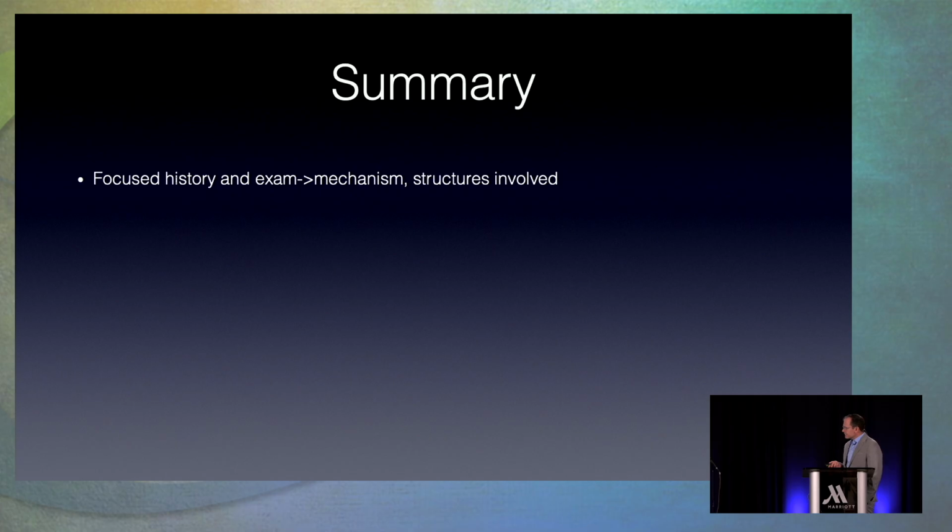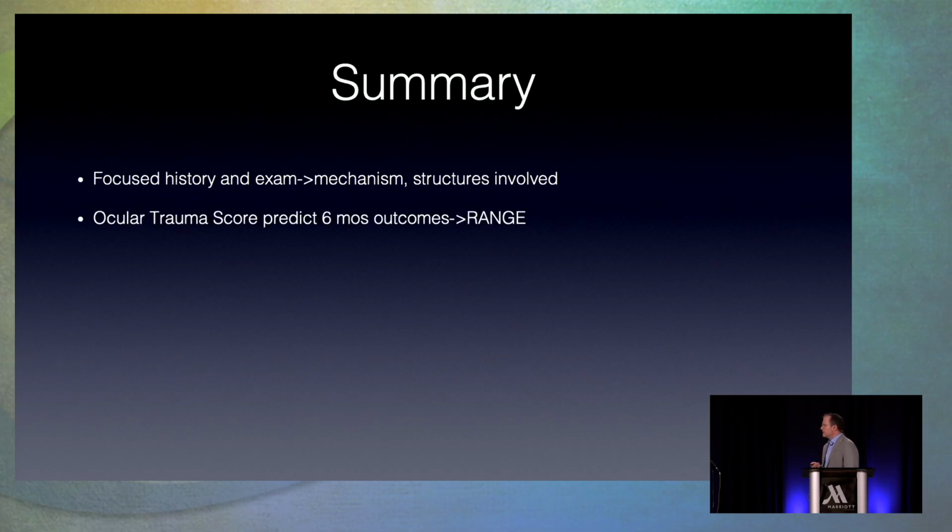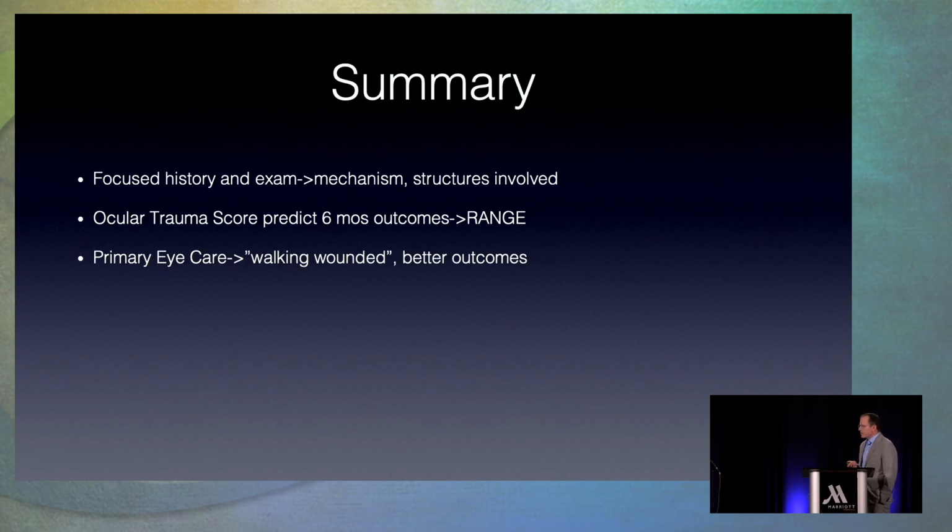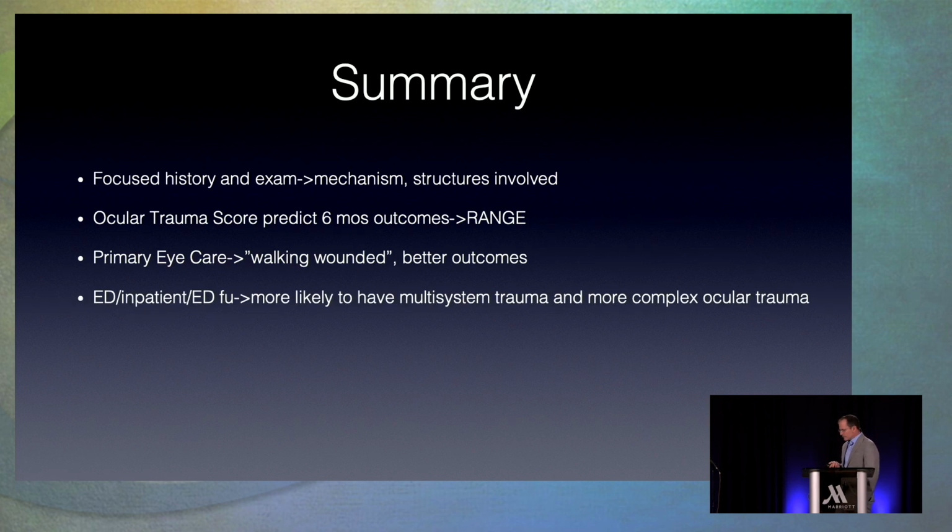So in summary, a focused history and a focused exam can help elucidate the mechanism and the structures that might be involved, and give you an idea about what the ocular trauma score is so you can think about what their potential acuity might be. In terms of primary eye care, these are usually the walking wounded and have better outcomes, but you should be on the lookout for poor prognostic signs, particularly APDs, IOFBs, or signs of infection. On the posterior segment side, hopefully these patients have had an ED consult and a CT scan if there's no view. Otherwise, a B scan is super helpful.